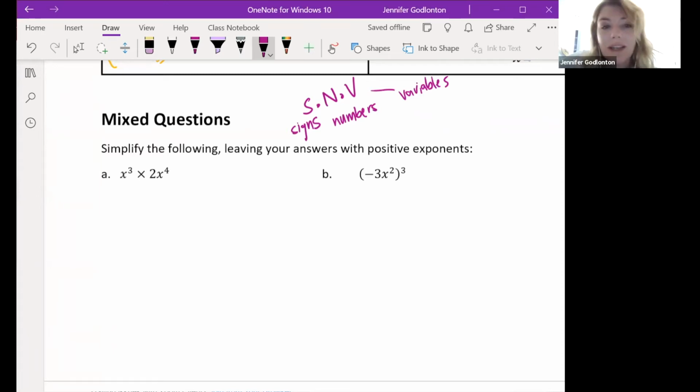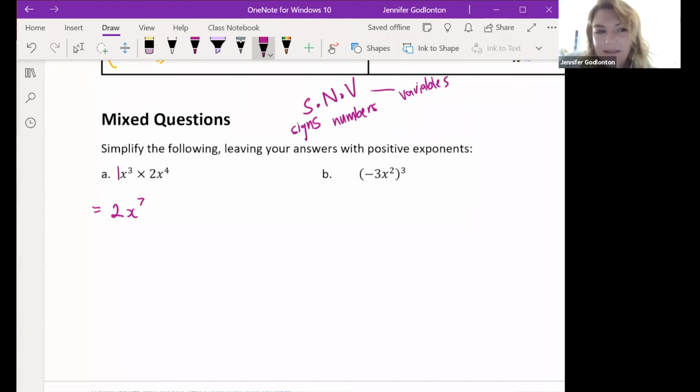So the first one, we're looking at signs. We have two positives, so it's positive. Numbers, if there was a number, that would be a 1. So 1 times 2 is 2. Then we look at our variables. We've got x to the 3 and x to the 4. We're multiplying them, so we're going to add the powers together, and we're going to get 2x to the power of 7. That's all we need to do for that one. Okay.